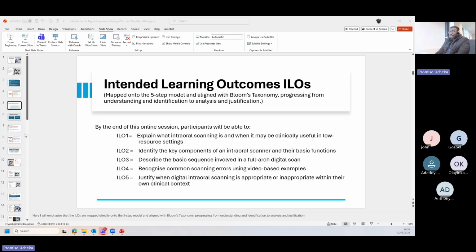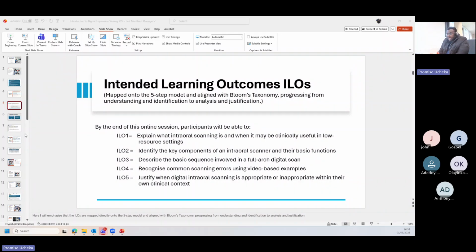So there are intended learning outcomes that we've designed for this session. These are the things that I expect that at the end of this session, you should be able to take out of it, okay? And this is how we are going to assess your learnings from today's session. So I want you to be able to explain what intraoral scanning is and when it may be clinically useful in your setting, and also identify key components of an intraoral scanner and their basic functions.